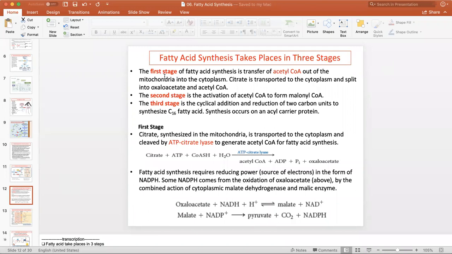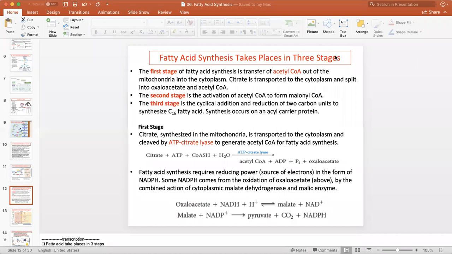The fatty acid synthesis. We said we have three stages, right? The first stage, the second stage, and the third stage. The first stage, we just talked about the citrate being transported outside and split into oxaloacetate and acetyl-CoA. The second stage is the activation of acetyl-CoA to form malonyl-CoA. What we do is convert the acetyl-CoA to malonyl-CoA. Acetyl-CoA is a 2-carbon, malonyl-CoA is a 3-carbon. Then we use this malonyl-CoA and acetyl-CoA combinations to generate a long fatty acid, which is a C16 carbon.